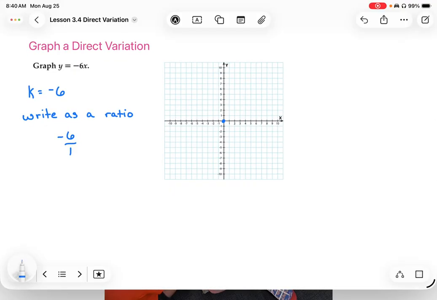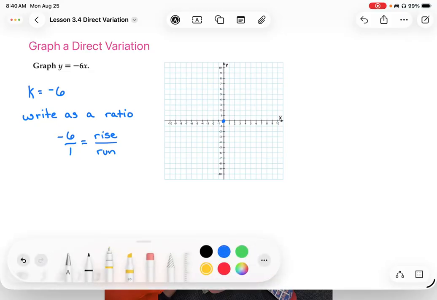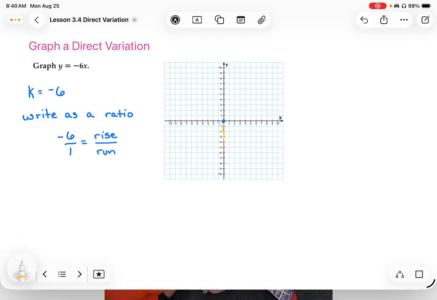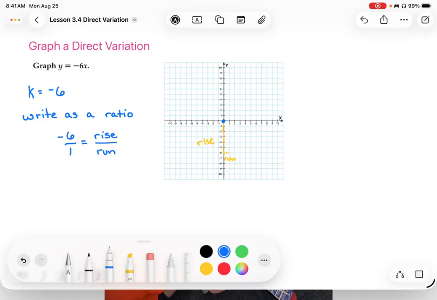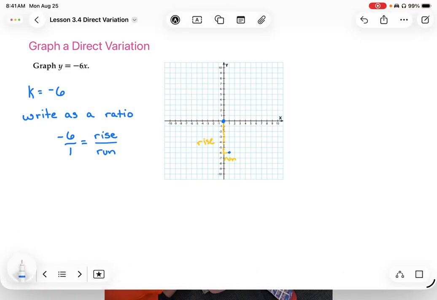So the reason that we do this is because when we have a constant of variation or a slope written as a ratio, you may know this already, this is the rise over run of this line. So a rise of -6 and a run of 1 means from this point that we have right here, we can count down 6 units and over 1 unit. That's the rise, and that's the run. And that's where we're going to put our second point, right there.